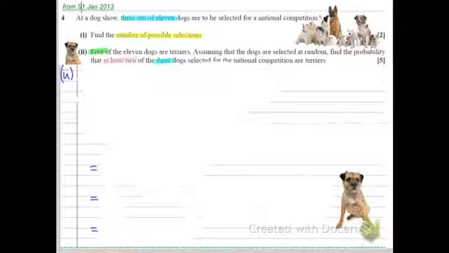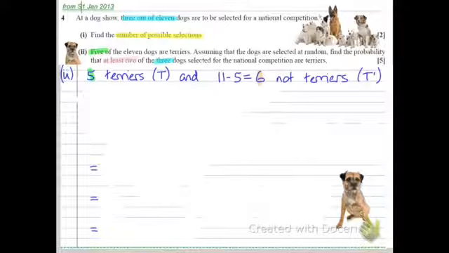So we might be able to use some information from before, because we're still talking about selecting 3 dogs for the competition. What we might want to be aware of is what sorts of dogs we've got now. So they've told us we have 5 terriers. That means the rest of the dogs are not terriers. So 11 minus 5 is 6 dogs which are not terriers. I'm going to use T for terrier and T prime for not terrier.